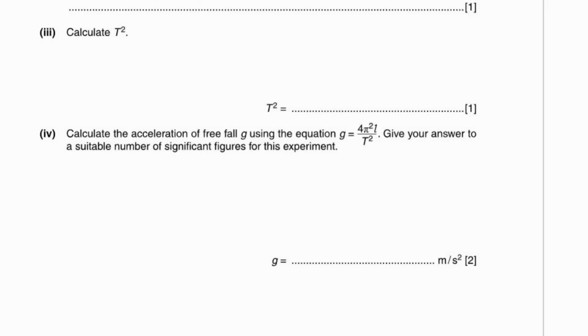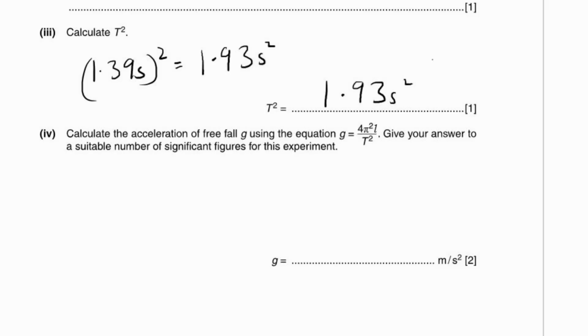3. Calculate a value for the time period squared. Okay, well the time period is 1.39 seconds, so it's just that value squared. There we go. Of course, seconds times seconds gives me the unit seconds squared. So the answer, 1.93 seconds squared. And of course, remember your unit.